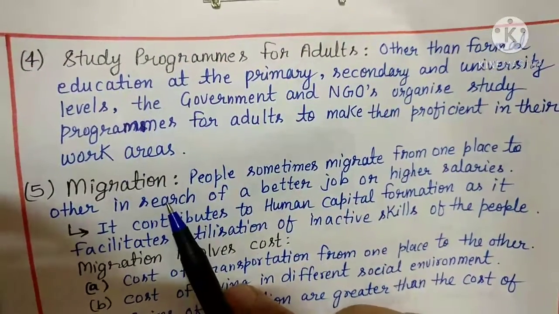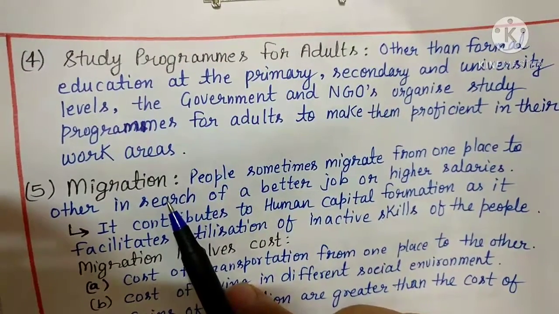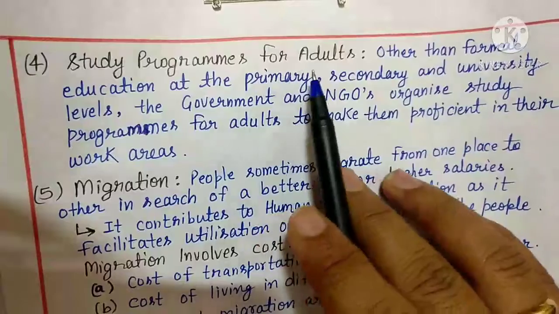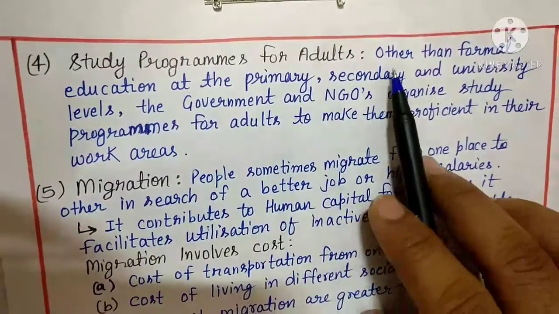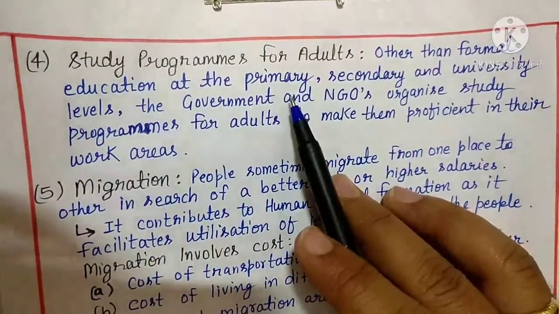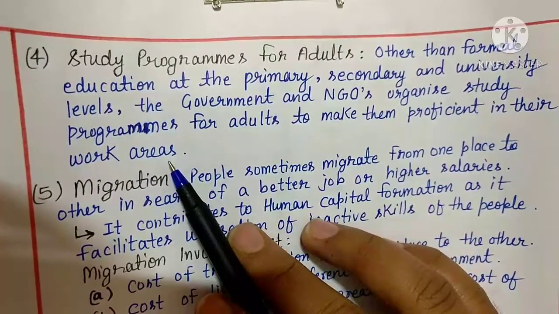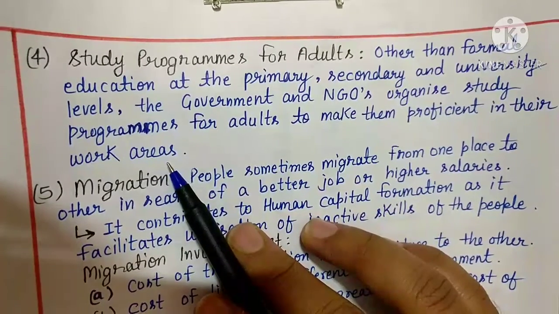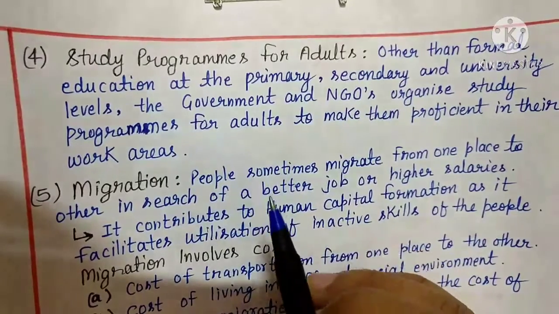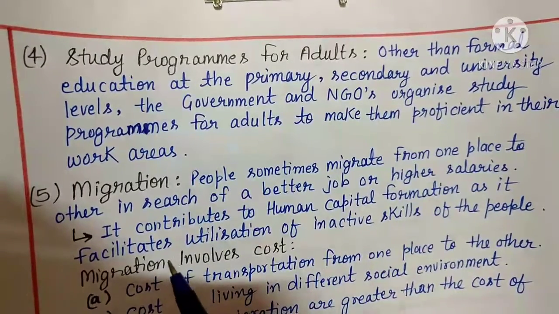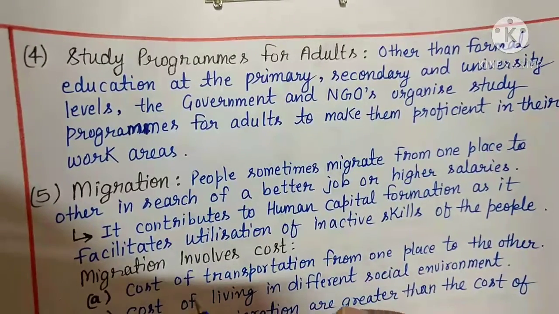Now the fourth point under the sources of human capital formation is study programs for adults, even those who are more than 18 years old. Other than formal education at the primary, secondary and university levels, the government and the NGOs, NGO stands for non-government organizations, organize some study programs for adults to make them proficient in their work areas. They can be more aware.